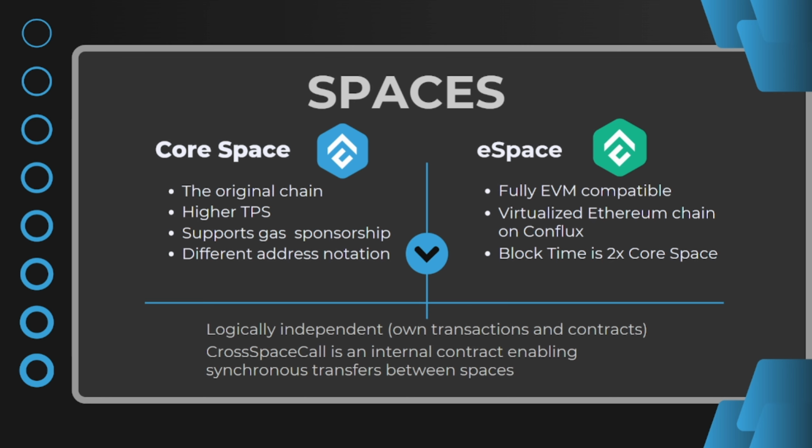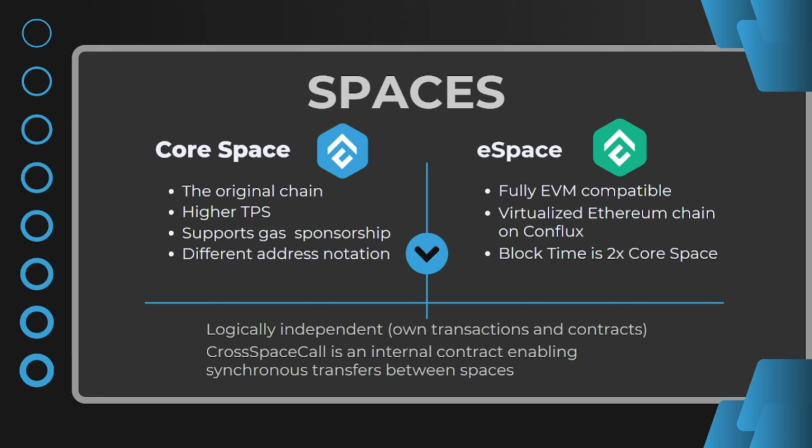Then there are the spaces. Core Space is the original chain, which is pretty similar to the Ethereum Virtual Machine, but has different address notations. For example, they start with CFX instead of 0x, as an Ethereum address for contracts or wallets. So there are some differences, but they all support Solidity as well. All smart contracts are developed in Solidity for Core Space as well, and it's faster than eSpace.